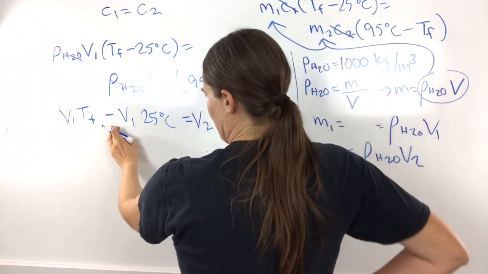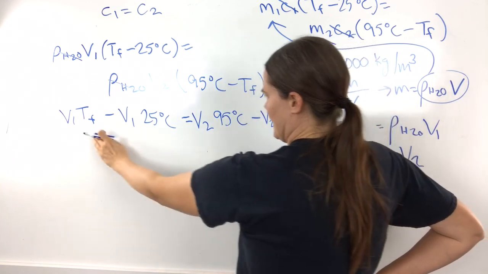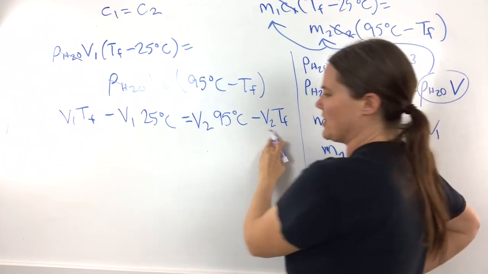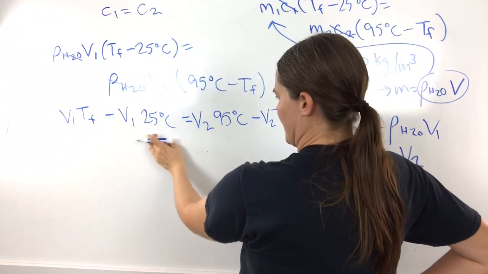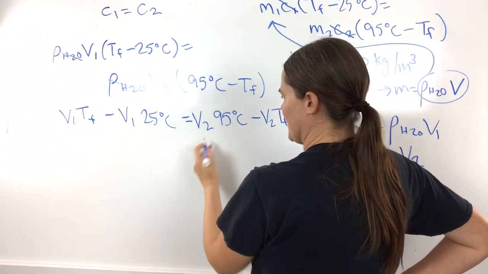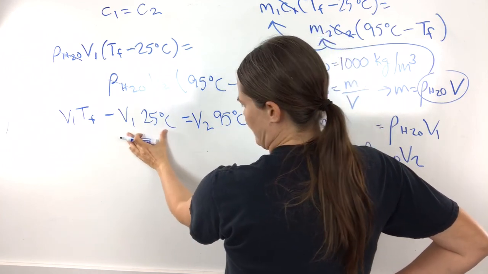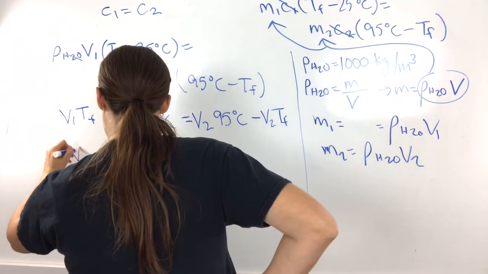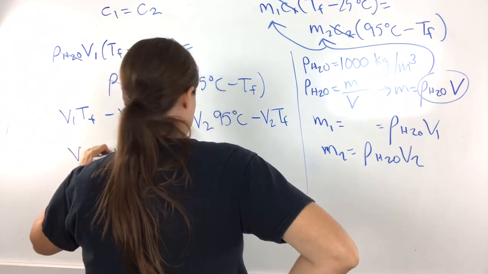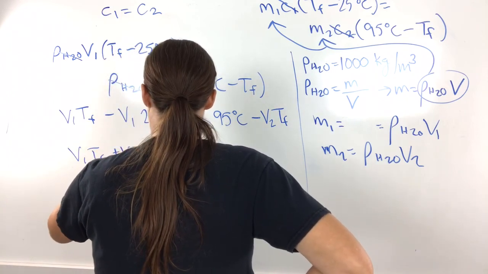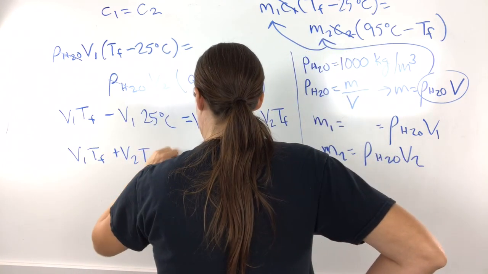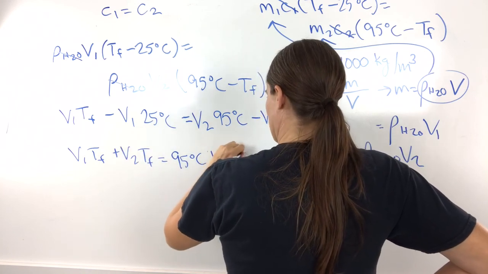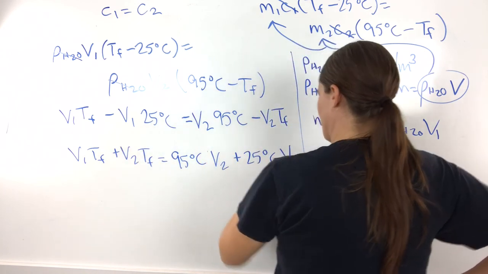So now I want to get the final temperature terms together, and I want to get these two terms together. So what I'm going to do is add this term to this side, and I'm going to add this term to this side. So if I do that, I have V1 temperature final plus V2 temperature final, and this is equal to 95 degrees Celsius multiplied by V2 plus 25 degrees Celsius multiplied by V1.